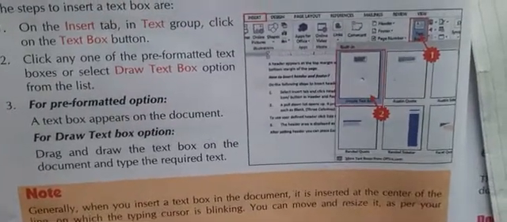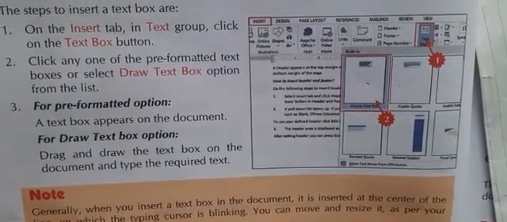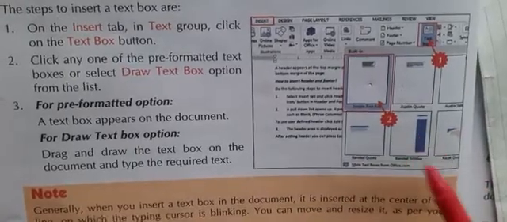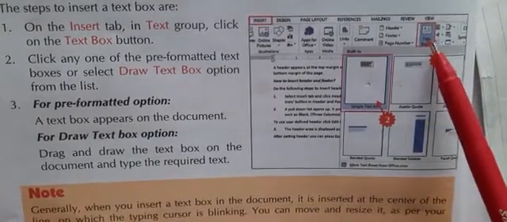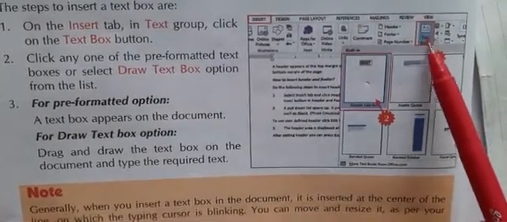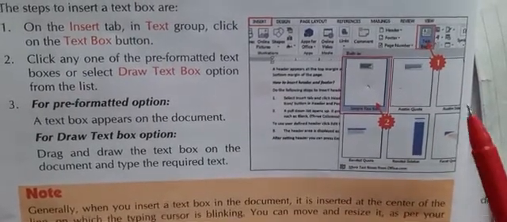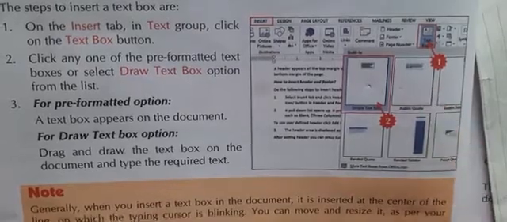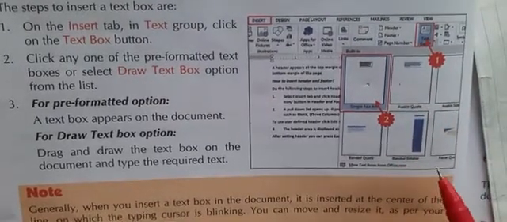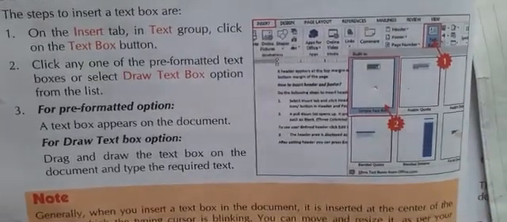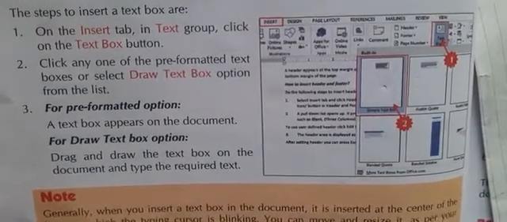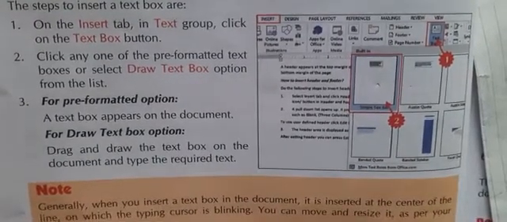I repeat the process again. How can we insert a text box? First we will go to the Insert tab. Then from the Text group we will select the Text Box. There are two ways now. We can select any of the available options, or we can draw the text box also. And after the text box appears on the document, we can type the required text.